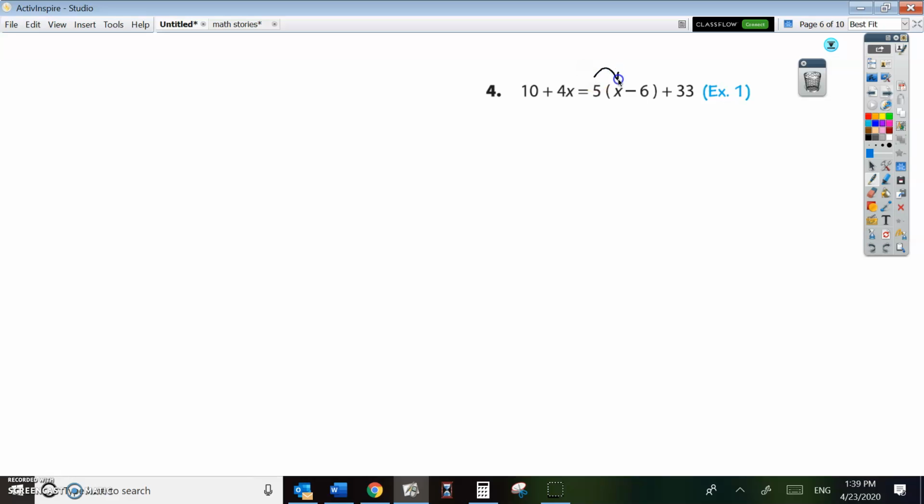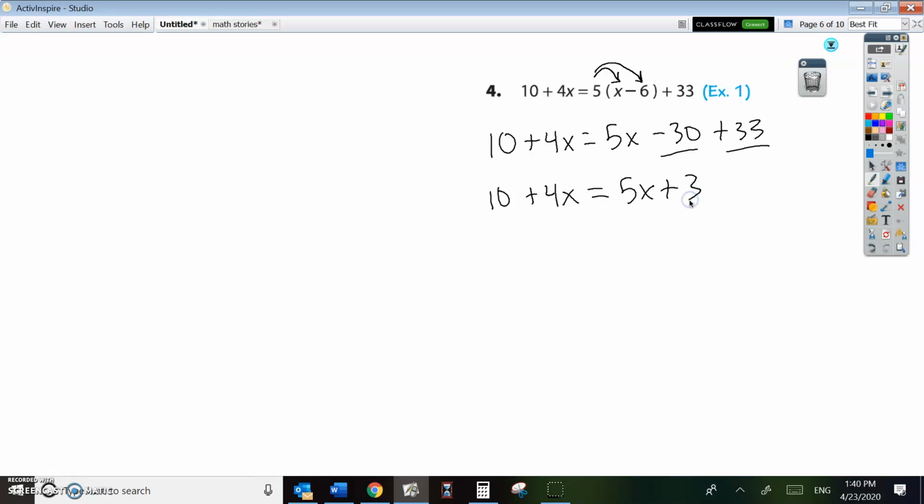Distribute the 5 to the x and to the negative 6 first. 10 plus 4x equals 5x minus 30 plus 33. Simplify here first, put those together. 10 plus 4x equals 5x plus 3. Subtract 4x from both sides. Subtract 3 from both sides. These cancel. These cancel. X equals 7.